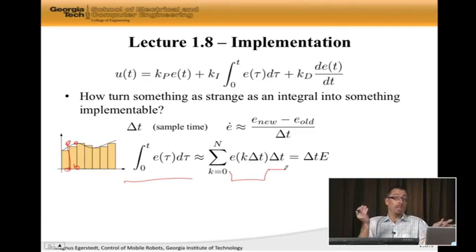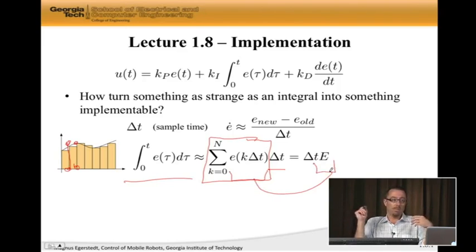That's a reasonable approximation. And what I'm going to do is take this sum and call the sum E. So this is the same thing. Then the integral is roughly equal to delta t times E.